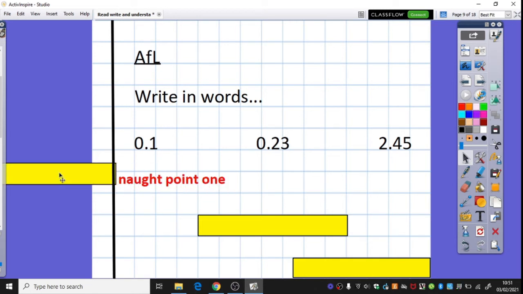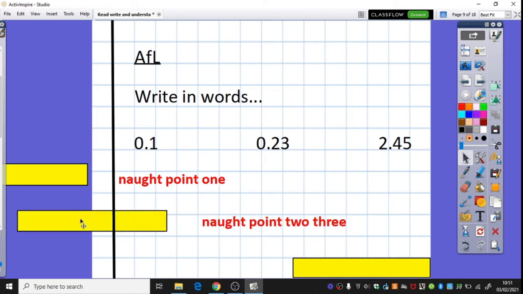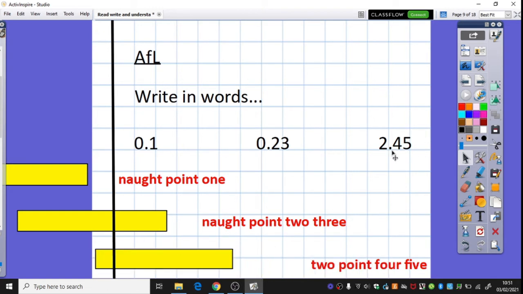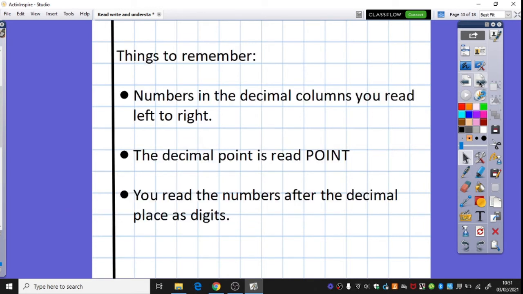Okay, let's have a look at those then. So the first one then, we've got 0.1 for this one here. The second one then, we've got 0.23. We tend to say 0.23 rather than 0.23. And finally then, for this final one over here, we've got 2.45. So things we need to remember then when we're looking at decimals today. Numbers in the decimal columns you read left to right. Decimal point is read as point, and you read the numbers after the decimal place as digits.